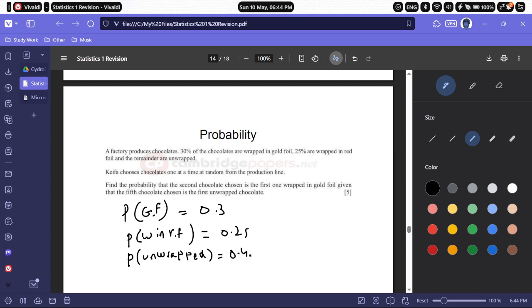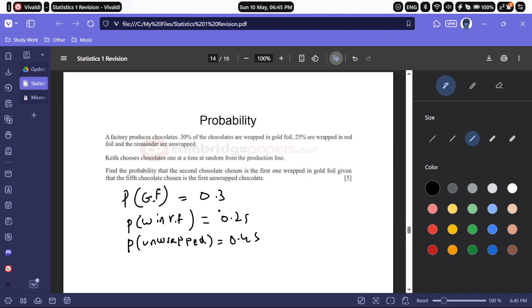So just start by listing this. Okay. Now you're told that the person chooses chocolates one at a time at random from the production.